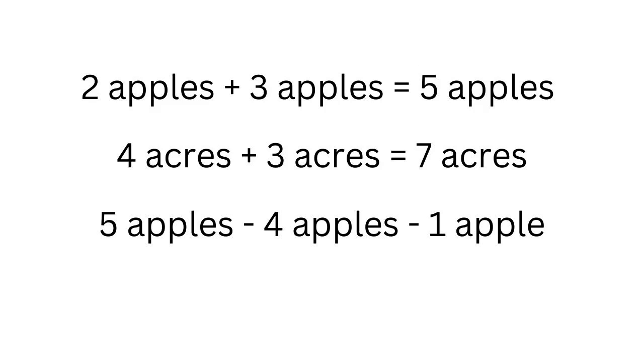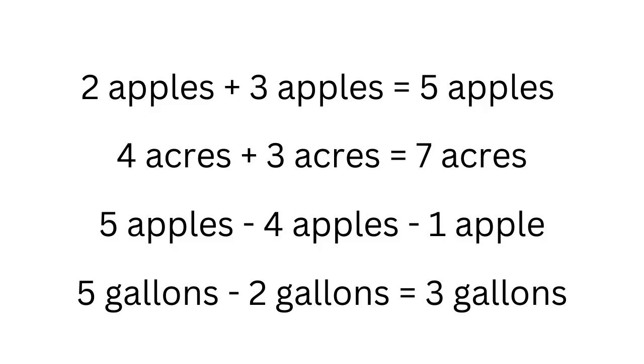Subtraction is taking away or decreasing the amount of an item. Say I have 5 apples, and I give away 4 apples, I now have 5 apples minus 4 apples equals 1 apple. If I have 5 gallons of water, I use 2 gallons to water my lawn, I have 5 gallons minus 2 gallons equals 3 gallons left.